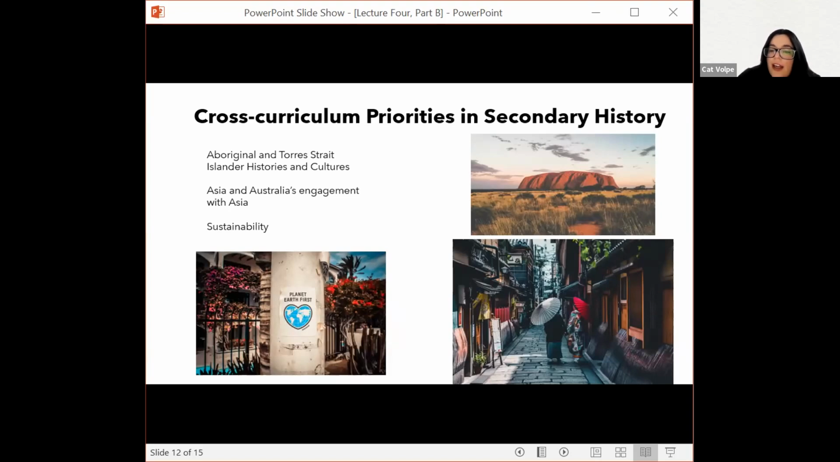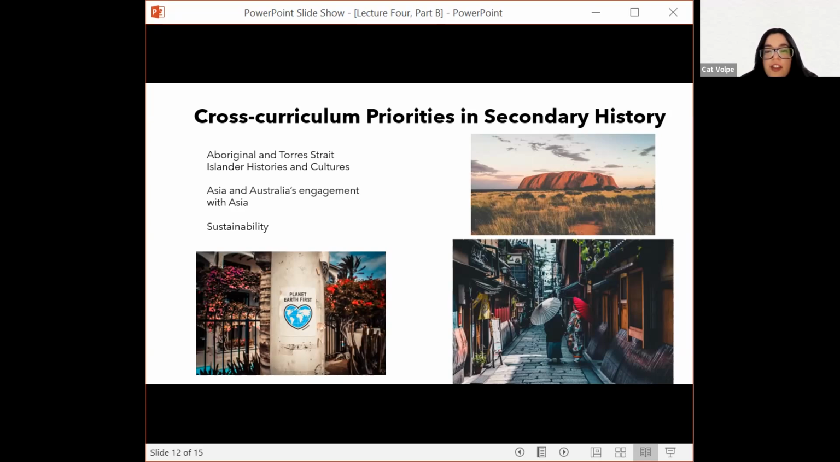Now, if we look at Asia and Australia's engagement with Asia, this is the one that gets the most criticism when I ask students, do you think any of these cross-curriculum priorities should be changed? This is the one that gets pointed out the most. A lot of students will question, why Asia? Why not another country? And even the chapter brings up this point as well. Why not all countries? Make it a global perspective.